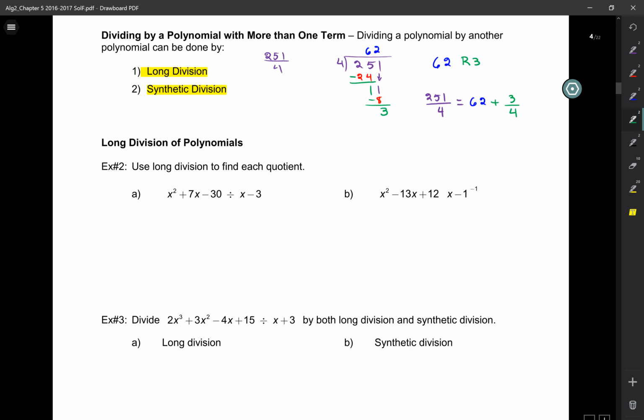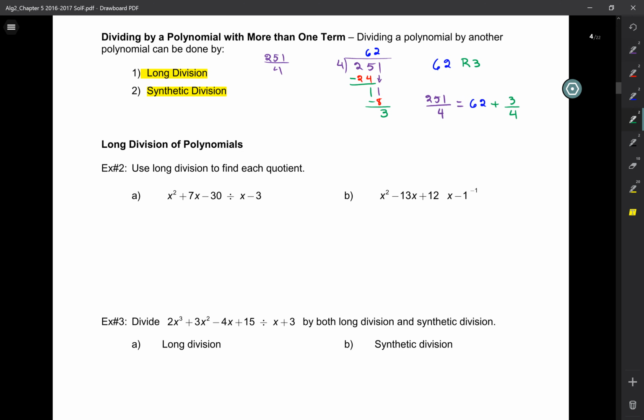Okay, so now let's do polynomial long division. We're going to do long division, but with polynomials, okay? Now, if you like, you can just sit back, watch. I'll stop the video and give you a minute to copy, okay?